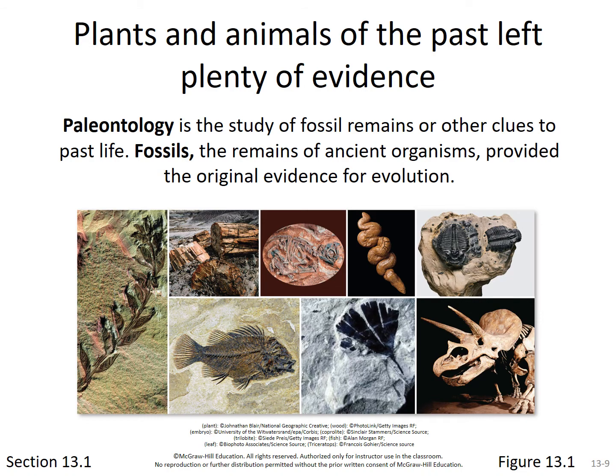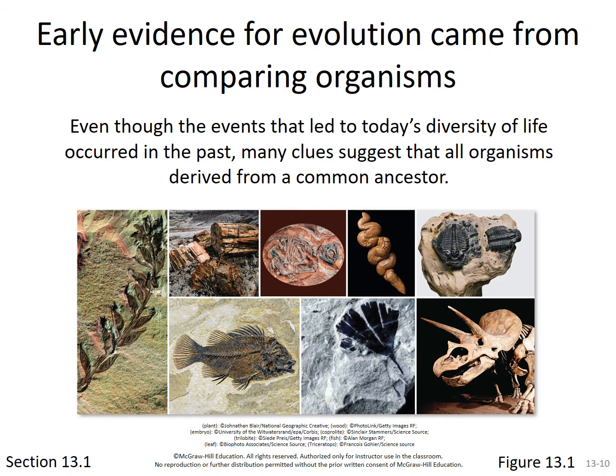Okay, so what's the evidence for this? Lots of evidence. Paleontology is the study of fossil remains or other clues to past life, and fossils provided the original evidence for evolution. So we're going to take a look at fossils, some different types of fossils, and actually how they form. So even though these events that led to our diversity of life did occur in the past when no one was around to witness it, there are a lot of clues that suggest that all organisms have derived from a common ancestor.